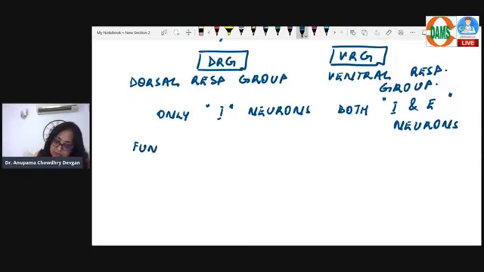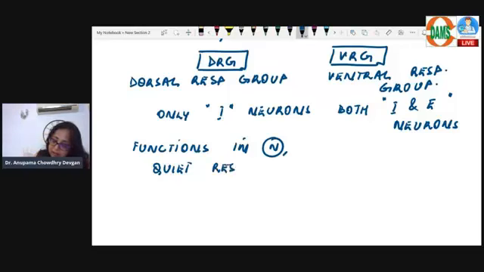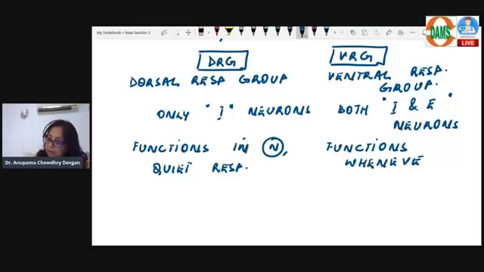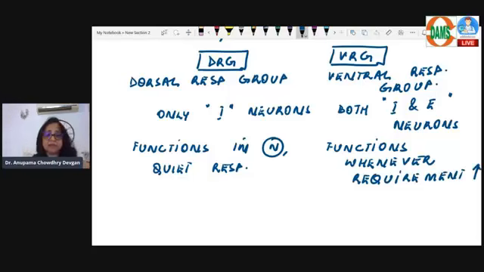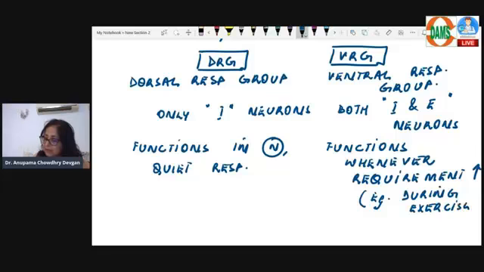DRG functions in normal, quiet respiration. VRG functions whenever the requirement increases, VRG takes over. For example, during exercise, right?